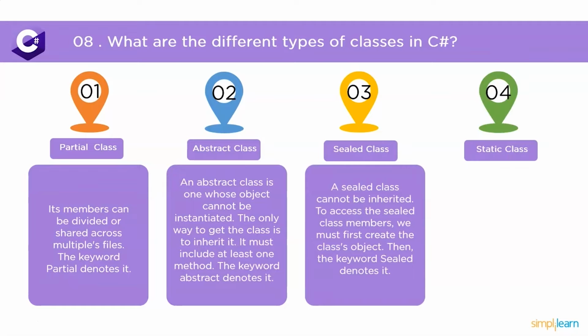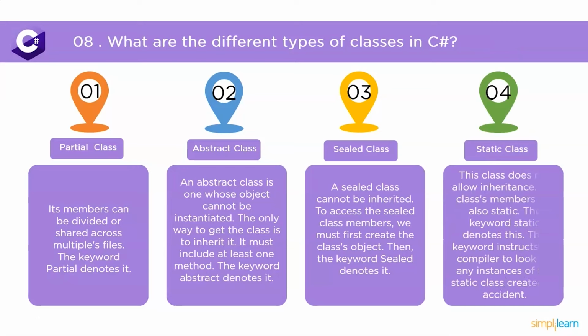The last and the fourth class in C# is static. This class does not allow inheritance. The class's members are also static. The keyword static denotes this type of class. The keyword instructs the compiler to look for any static class instances created by accident.